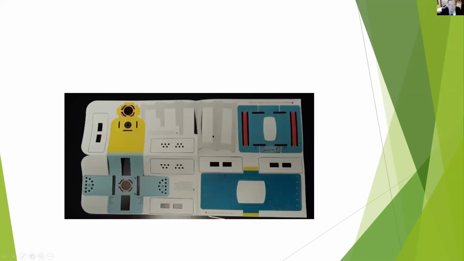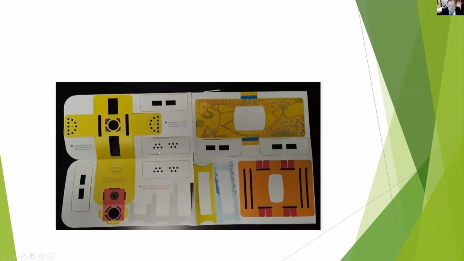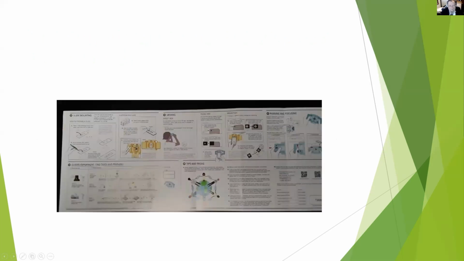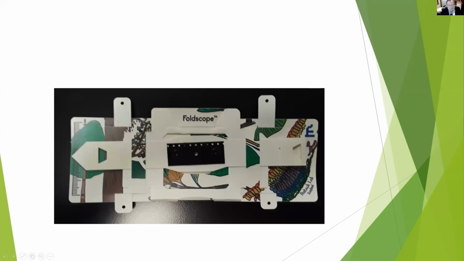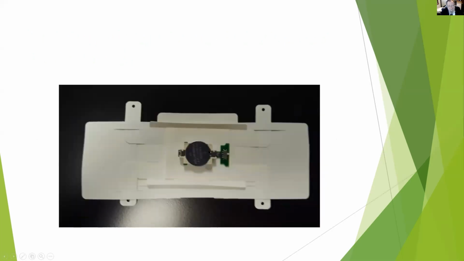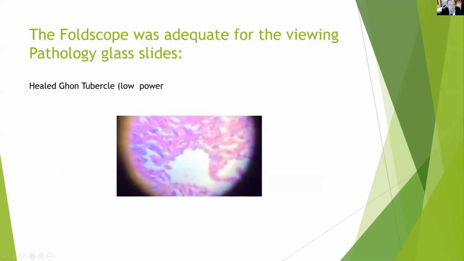So here is a Foldscope, it comes in the mail if you wish. These are all the pieces. You push them out, as you might imagine. Here are the instructions. Fold here, twist this, etc. Put this here. Put it all together. This is what it looks like from the top. This is what it looks like from the bottom.